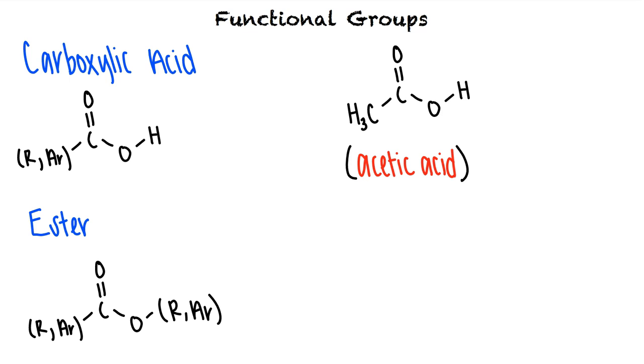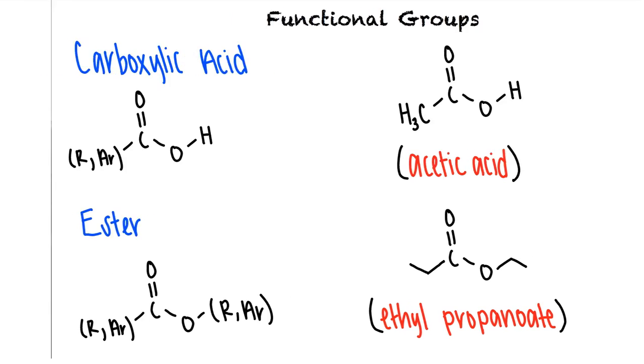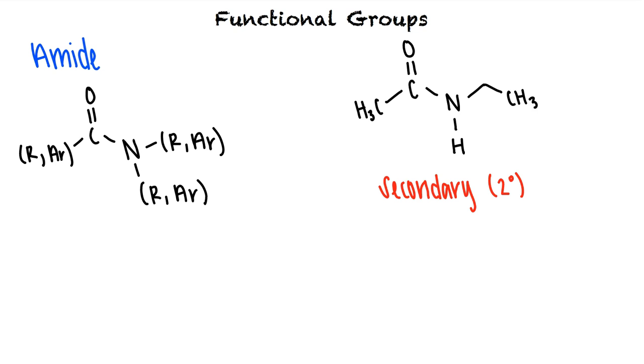For example, ethyl propanoate consists of a main chain with 3 carbon atoms and an ethyl group bonded to the oxygen. If a carbon shares a double bond with oxygen and is also bonded to a nitrogen, we call this functional group an amide. Amides are classified as primary or secondary. For example, this is a secondary amide because the nitrogen is bonded to an ethyl group and a hydrogen.